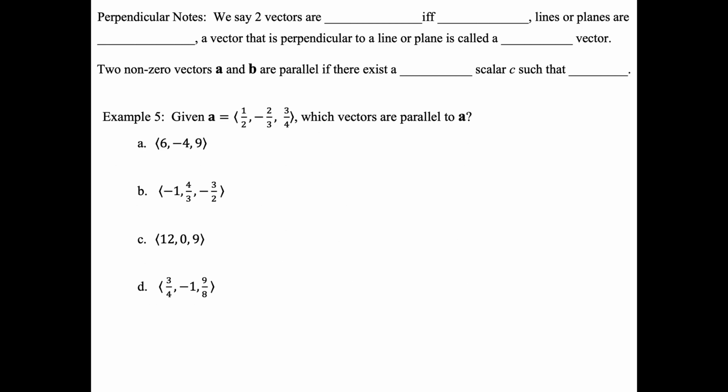So we're going to start looking at vectors that are perpendicular. We say two vectors are orthogonal if and only if they are perpendicular. Lines or planes are perpendicular. A vector that is perpendicular to a line or a plane is called a normal vector. So again, if two vectors are perpendicular, they're called orthogonal. Lines or planes are perpendicular, we can have that. But when they're vectors, we call them orthogonal.